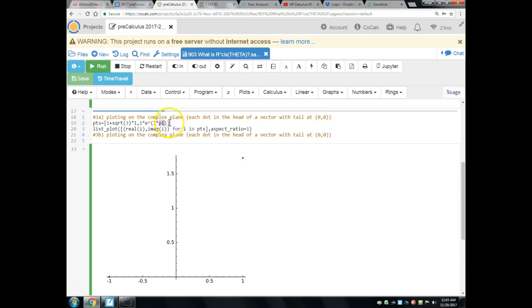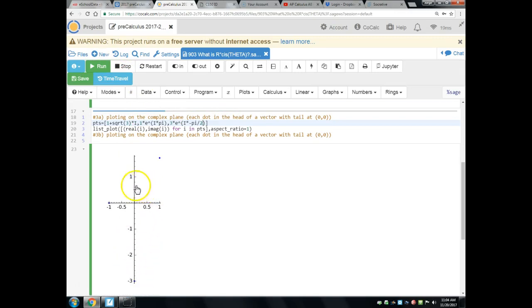So what if I said, okay, let's do something crazy. How about comma, 3 times e to the quantity i times negative pi over 2. So we're going to go 90 degrees in the clockwise direction. That's the equivalent of 270 degrees, or 3 pi over 2, and with a magnitude of 3. So run that. And there it is. Go 270 degrees or 3 pi over 2 radians and go a magnitude of 3 units, and there's your vector.